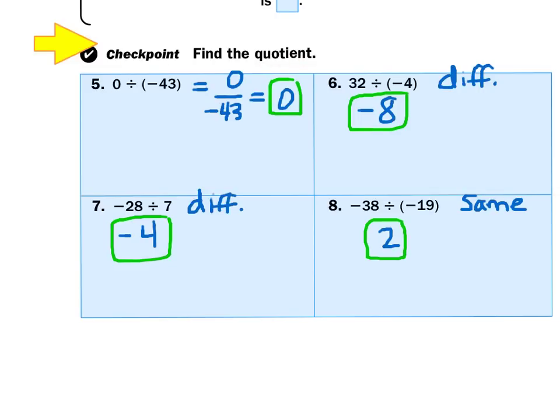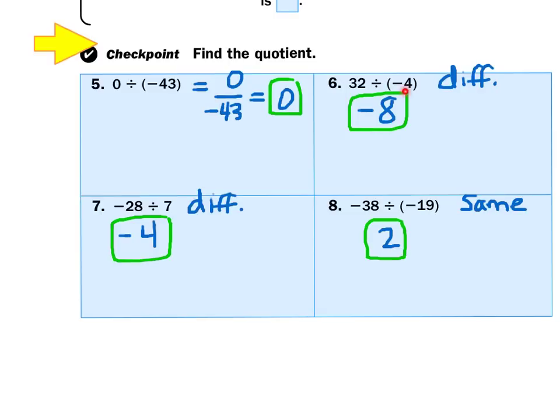Okay, let's look at the checkpoint, find the quotient. So 0 divided by negative 43. Remember what I mentioned, the 0 is first? That means the 0 is on top if I wrote it like a fraction. 0 divided by negative 43. So when 0 is on the top, everything's fine. The answer is 0.